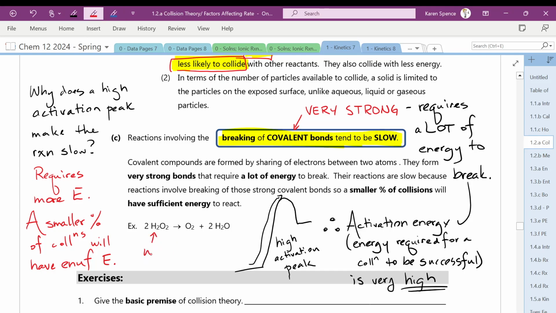So here we have a non-metal, and we have another non-metal, and therefore it's going to be covalent, okay? Which means it's going to have a high activation peak because the covalent bonds are very strong. And I am done with my lesson for today.